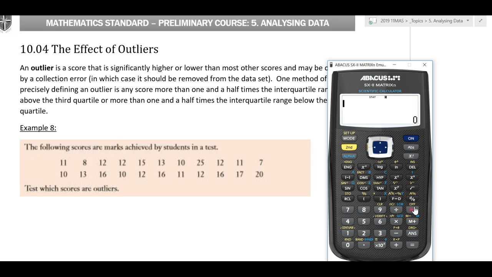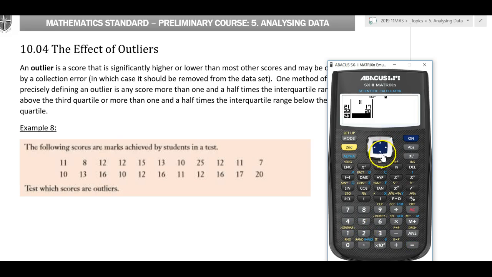There's the last calculation from the last video. Second function 9, 3 equals, AC to get rid of them. Now I'm going to put them in. So mode 2 for stats and 1. I don't have a frequency column, so I'm not going to put it up on the calculator. I'm just going to type these in. I've got 11 and 8 and 12.